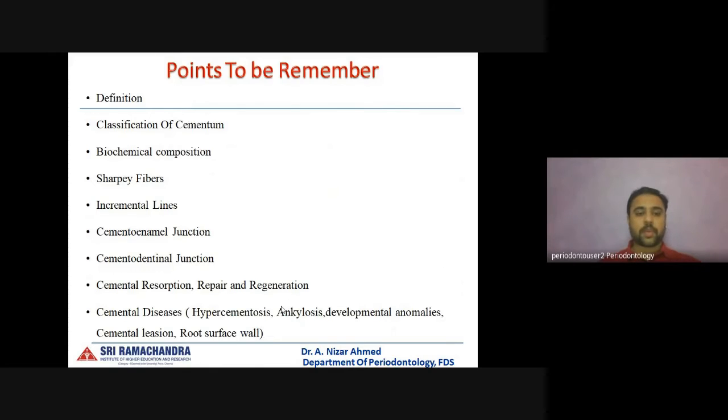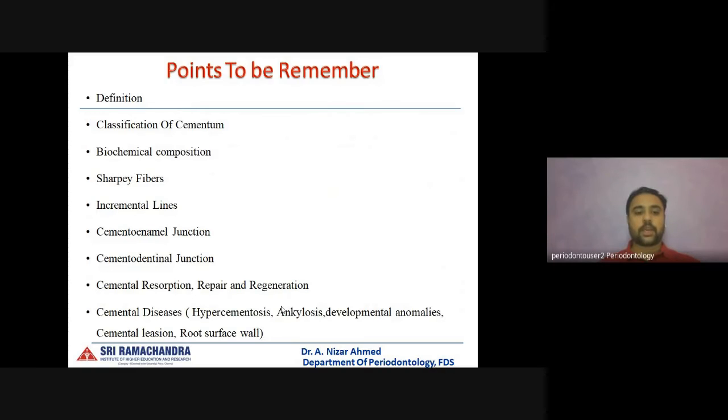Okay, so Sharpey's fibers are the embedded portion of your periodontal ligament fibers in your cementum and alveolar bone, which are formed by the fibroblasts and considered as extrinsic fibers, which are highly calcified. Only in the apical area, the calcification is less. Okay, it is more seen in your coronal aspect on the acellular cementum.